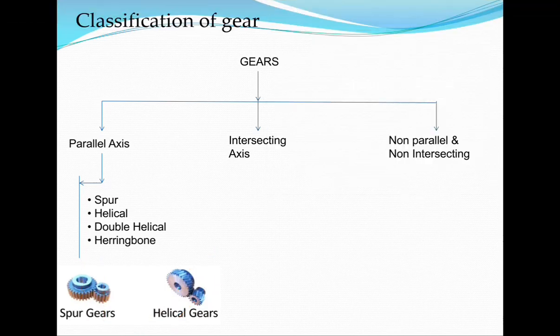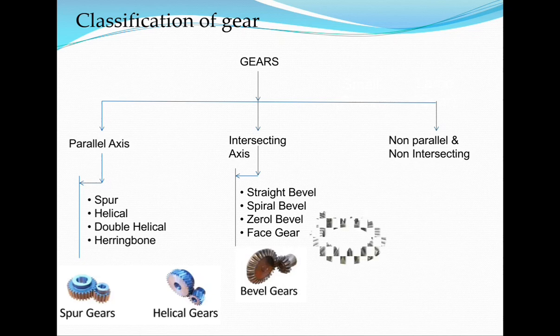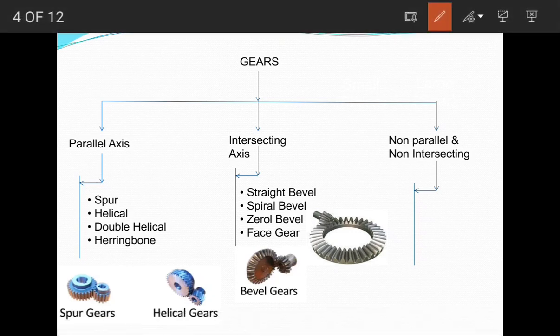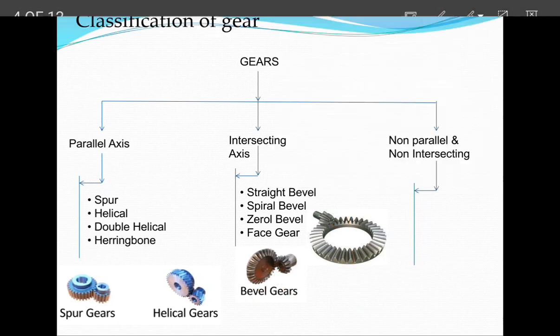Now you see the intersecting types. Intersecting types are straight bevel, spiral bevel, maybe zerol bevel gear, or face gears. We'll discuss them one by one in further slides. We'll see in this bevel gear arrangement and this spiral bevel, if we see the axis, this is the axis of one gear and this is the axis of another gear. They intersect each other. In the second arrangement, this is one axis and this is another axis, which also intersect with each other. So this is the second classification.